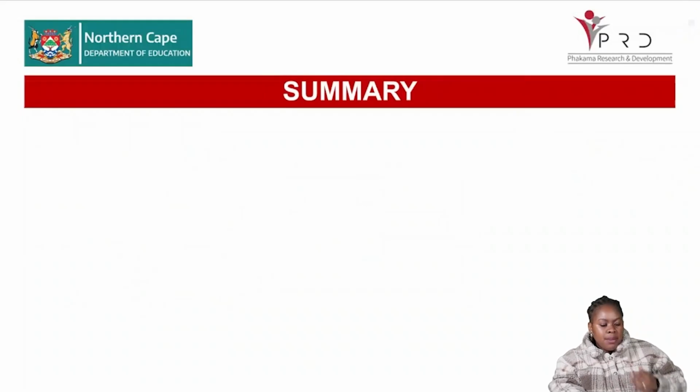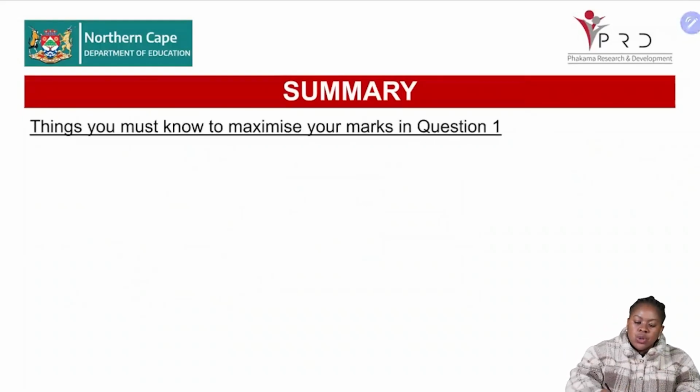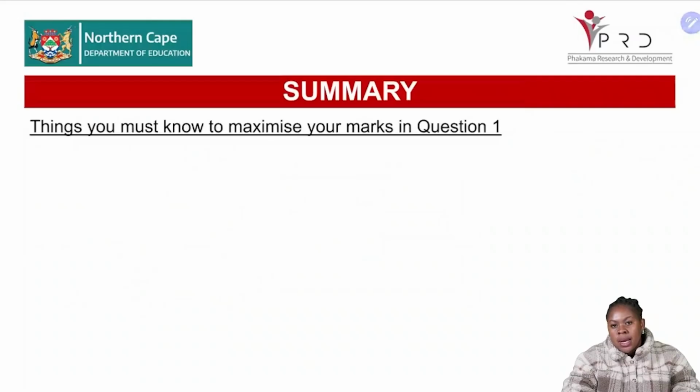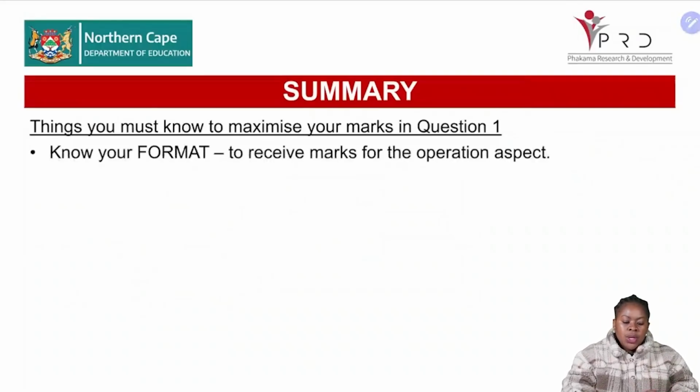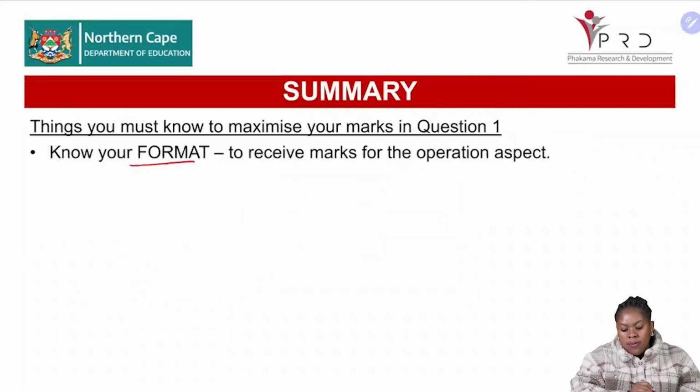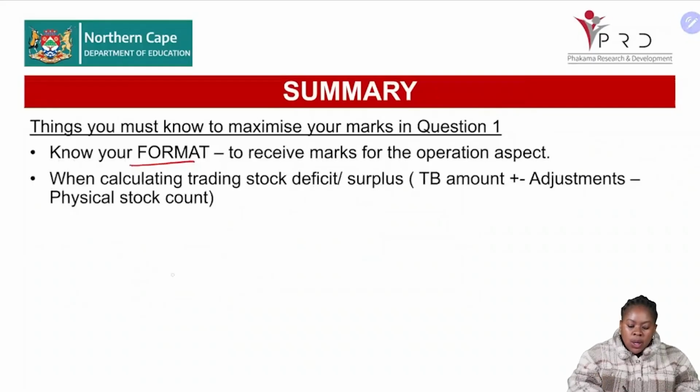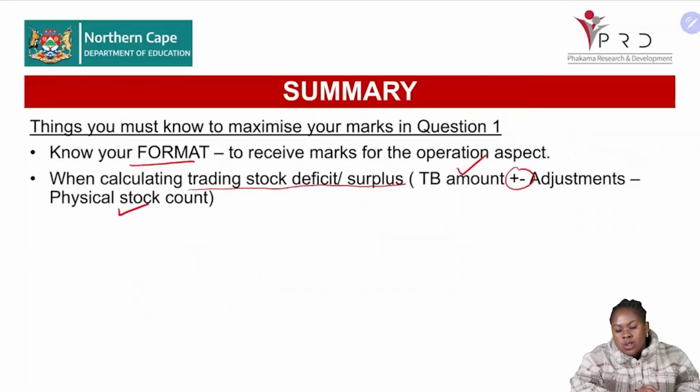Okay, now let's quickly summarize what we talked about today. The things that you need to know in order to maximize question 1, because we are dealing with question 1 over here. First things first, you need to know your format. If you don't know your format, you lose out on operational marks. Then, when calculating trading stock deficit or surplus, you have to have the trial balance amount. You need to plus or minus adjustments, and only then you subtract your physical stock count, and that will give you a minimum of 3 marks if you actually show the workings.